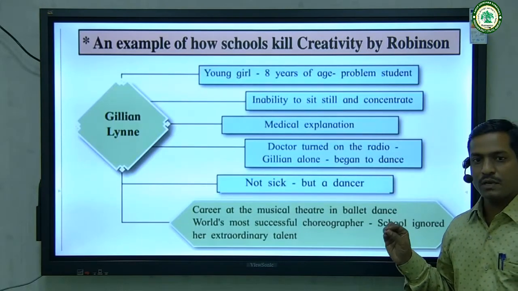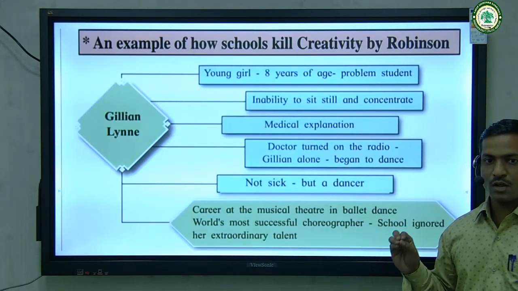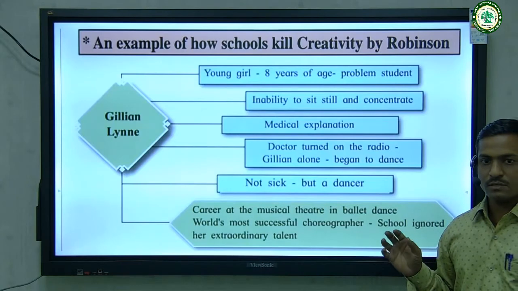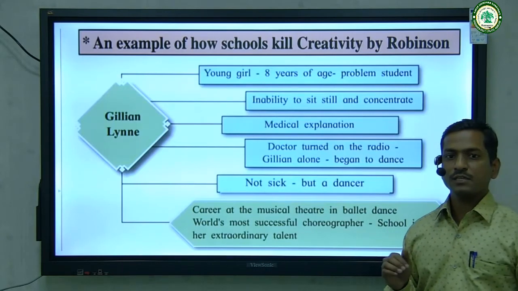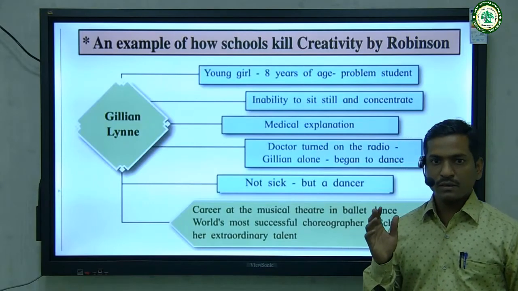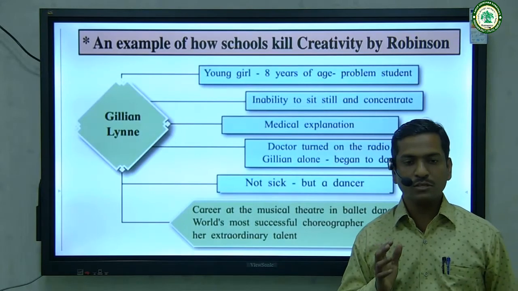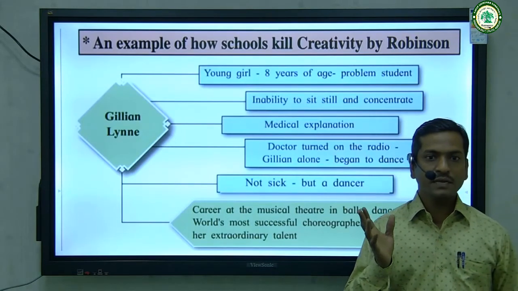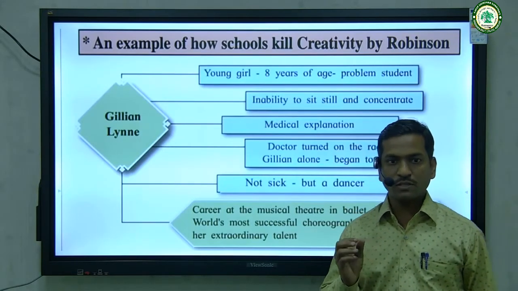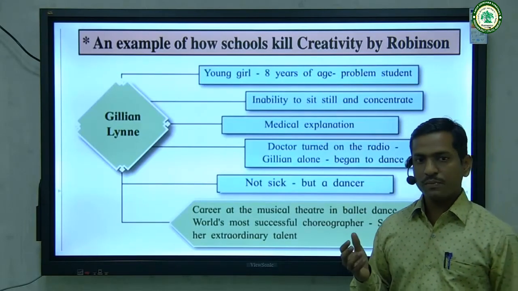But her school just ignored her extraordinary talent. Her school ignored the extraordinary talent of Gillian Lane, and in this way, Ken Robinson gave a very fine example of how our schools ignore the creativity of our students, or kill the creativity of our students. Let us know further.